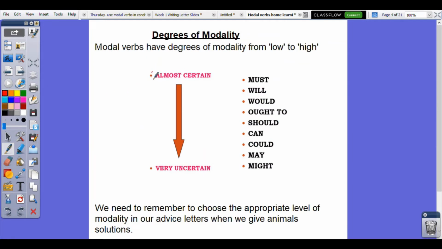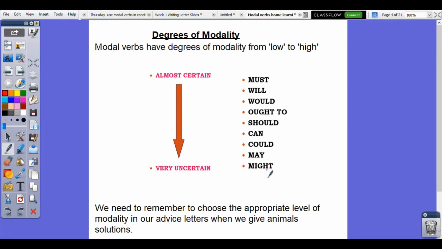And degrees of modality. Hopefully you do remember when we discussed this that we have a range of low to high or high to low modal verbs, and that depends on how likely something is or how possible it is, how convincing or how certain we are if something will happen. So very certain modal verbs with what we call a high modality: must, will, would, ought to. And the further down the list we go, the lower modality they are. So can, could, may, might.